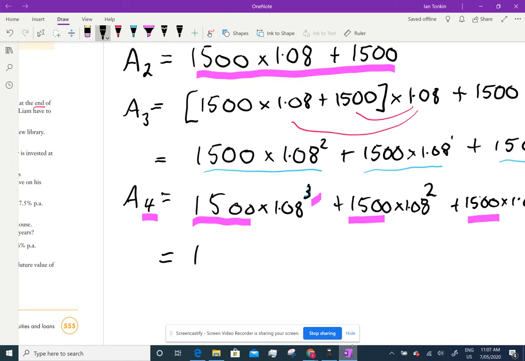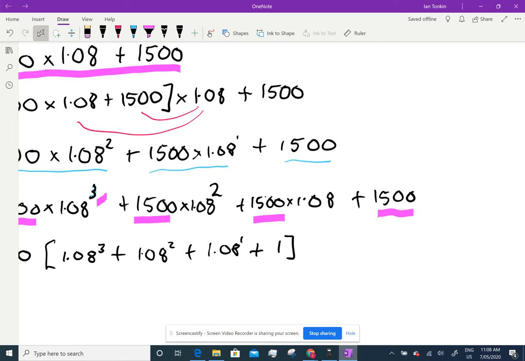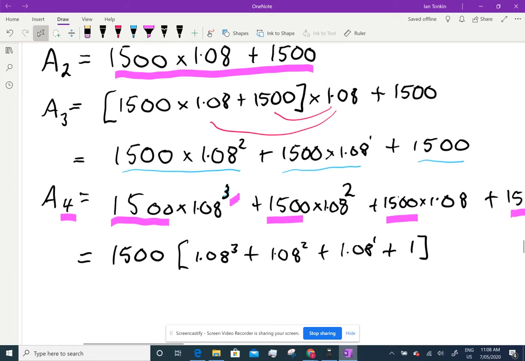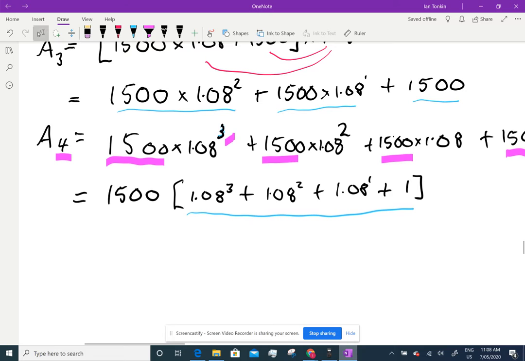So I've got 1500, and then I've got 1.08 cubed plus 1.08 squared plus 1.08. I'm going to write 1, but you don't need to, plus 1. Please remember, when you take 1500 out of the last term, you're left with 1. And what you have here now is a series. I'm going to write that the other way round. I'm just going to turn them all around so I've got the 1 at the front.